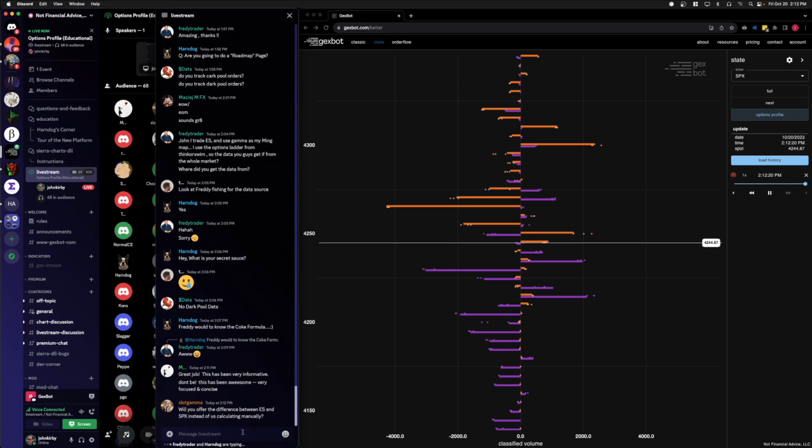Slot gamma, yeah. So offering the difference between ES and SPX is definitely one of the features that I want to implement. I think that'd be, honestly, super helpful for me because I mostly trade ES.